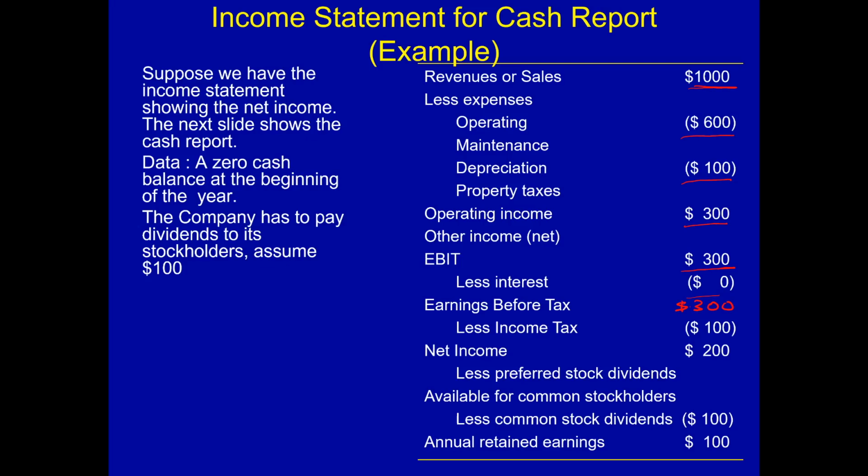Okay, then you pay tax. Let's say $100 is the tax. Then the net income is $200. This $200 can be given either completely as dividends, 100% to the shareholders, or some of it can be kept. Here we have shown that $100 is given as dividends, and $100 has become the retained earnings. We will use this example to see how the cash report can be constructed from the income statement.